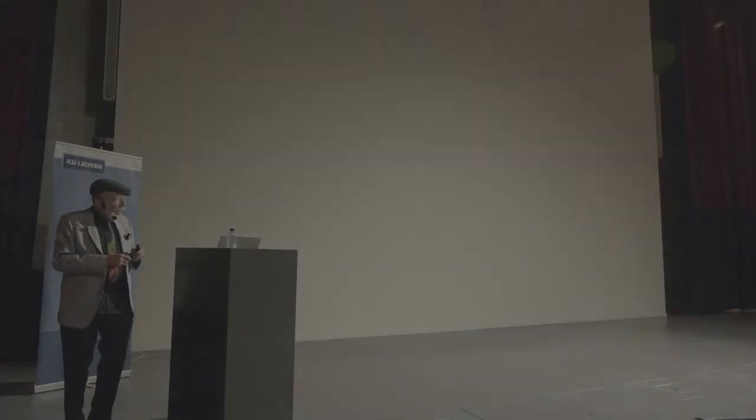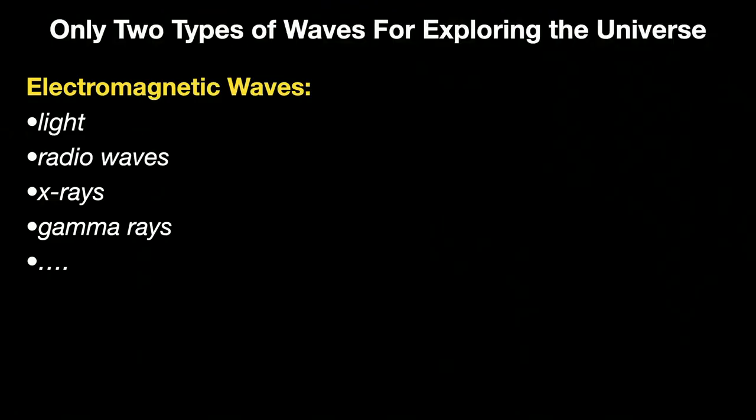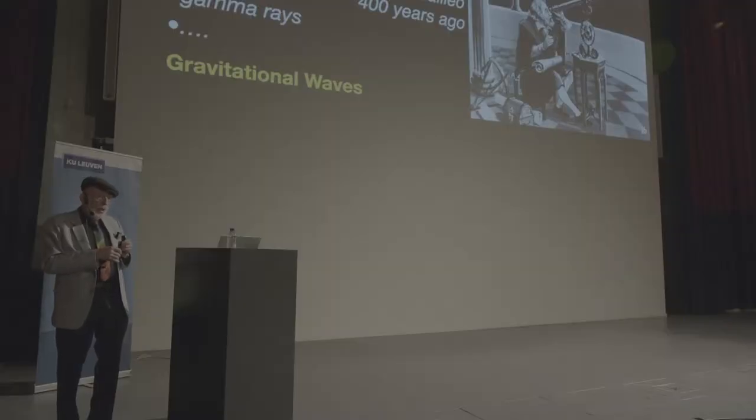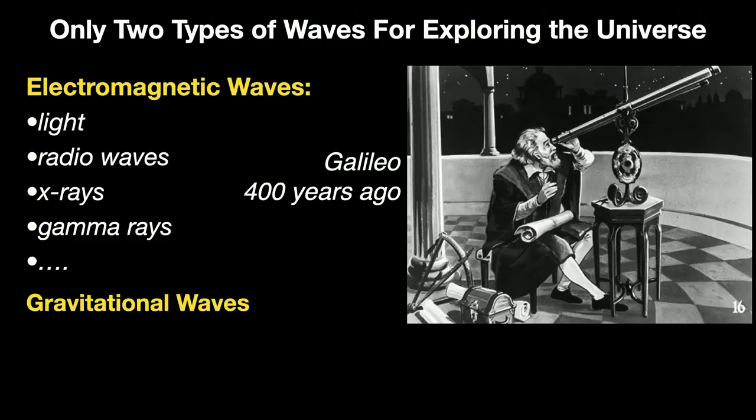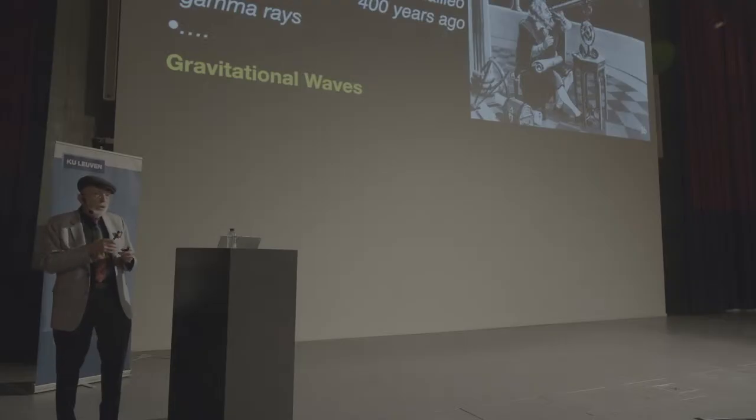Now, there are only two types of waves, as we understand it from the laws of physics, that can be created far away in the universe, and they can travel to Earth, bringing us information about what's going on in the distant universe. Electromagnetic waves, which includes, of course, light, radio waves, X-rays, gamma rays, and gravitational waves. And it was Galileo, about 400 years ago, who built a small optical telescope and pointed it at Jupiter, discovered Jupiter's four largest moons, and thereby initiated instrument-based electromagnetic astronomy. And we have, through optical instruments, then radio wave instruments, X-ray, gamma ray instruments, learned an enormous amount about the universe.